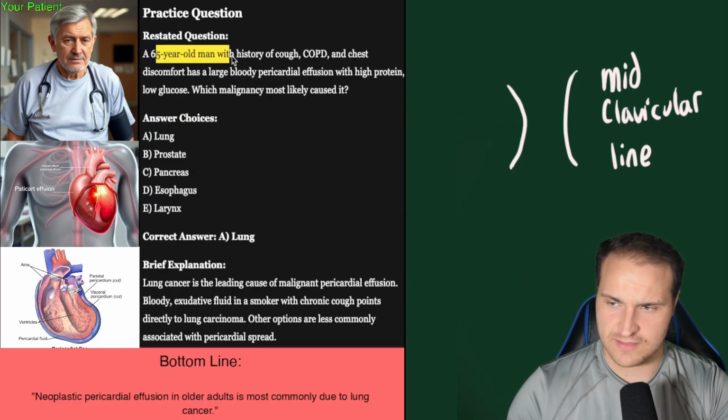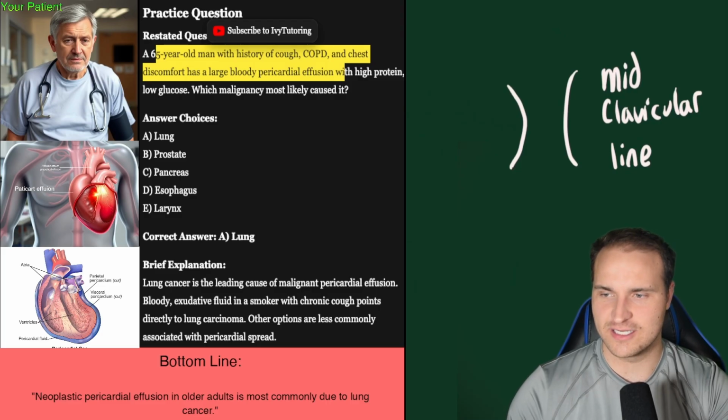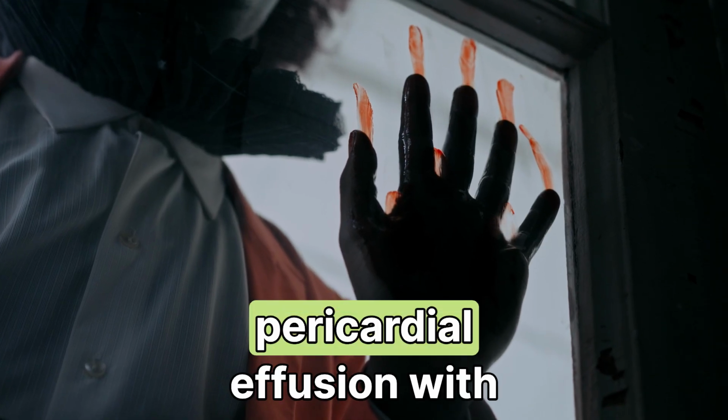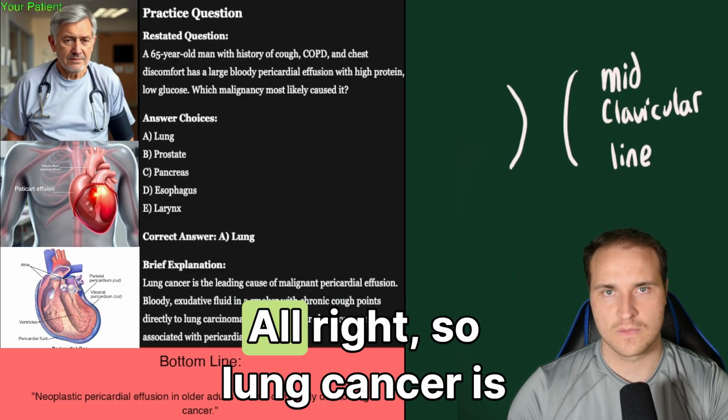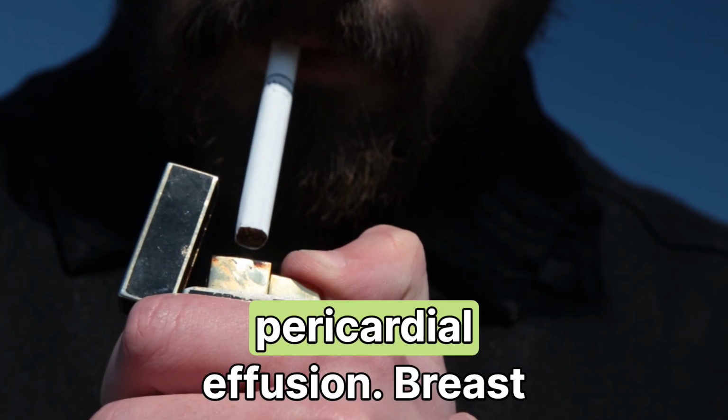And our next question, a 65-year-old man has a history of cough, COPD, and chest discomfort. He has large, bloody pericardial effusion with high protein and low glucose. Which malignancy caused it? All right, so lung cancer is the most common source of malignant pericardial effusion.